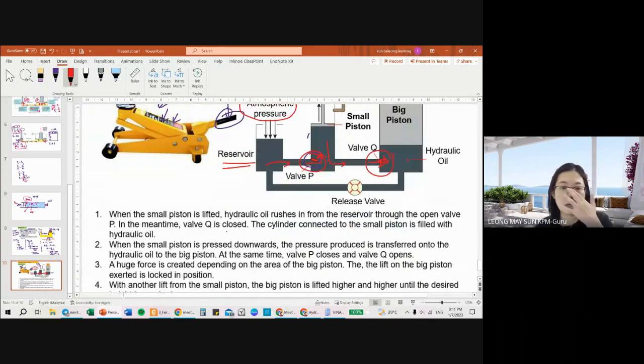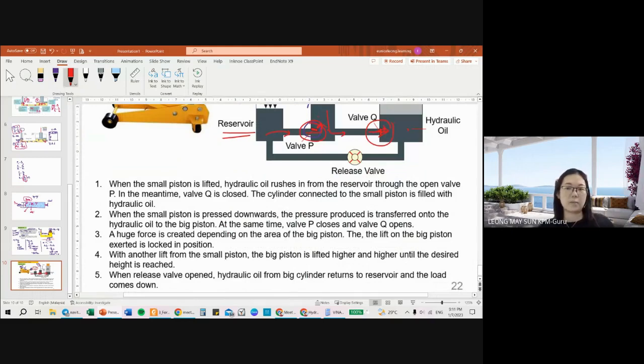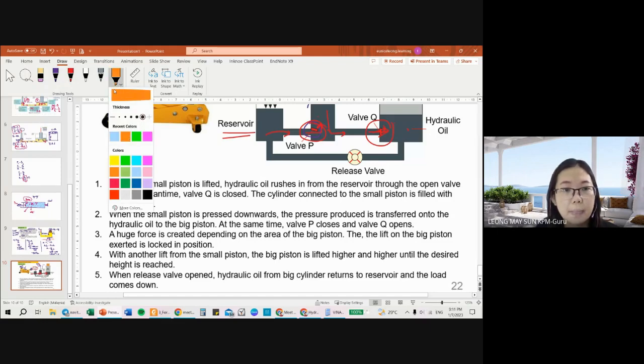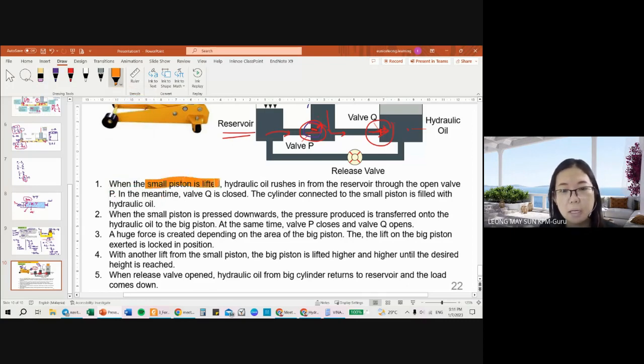Okay. So whatever I explained just now is actually being placed over here again, but I'm going to highlight this so that you can identify the answers. All right. When a small piston is lifted, the hydraulic fluid oil rushes from the reservoir through the open valve, all right, in P.